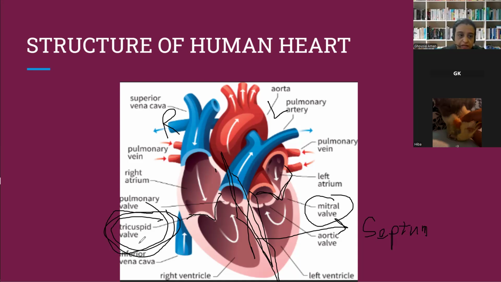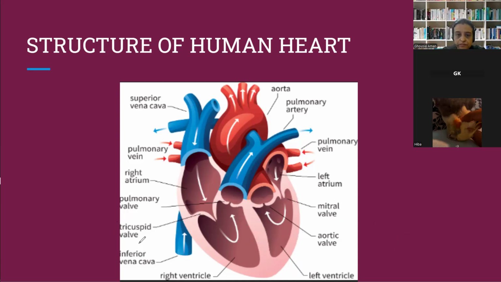Due to these valves, our heart is divided into four chambers: the upper two chambers and the lower two chambers. The upper two chambers are called atria. The lower two are called ventricles. So this one is the right atrium.